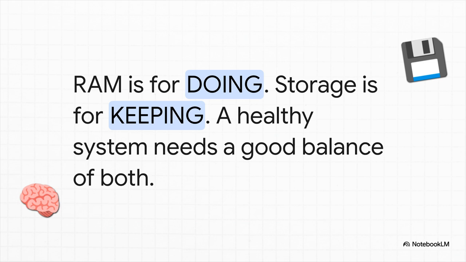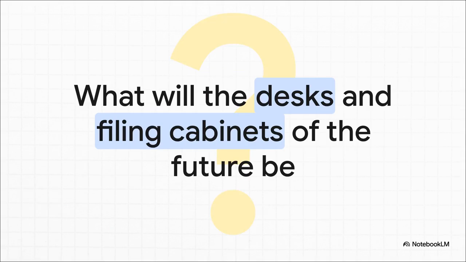So what's the big takeaway from all this? It all comes down to the relationship between the desk and the filing cabinet. If you remember one thing, remember this. RAM is for doing and storage is for keeping. A fast, stable, happy computer needs a healthy balance of both. You need a desk that's big enough for all your active work and a filing cabinet that's big enough for everything you own.